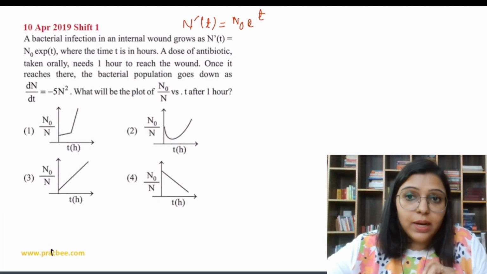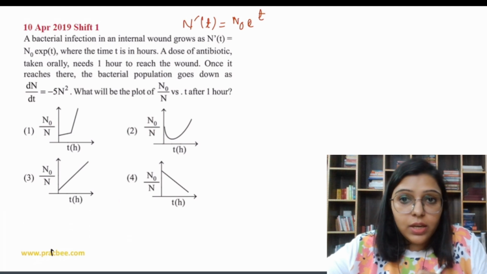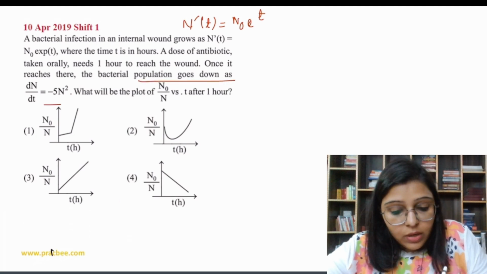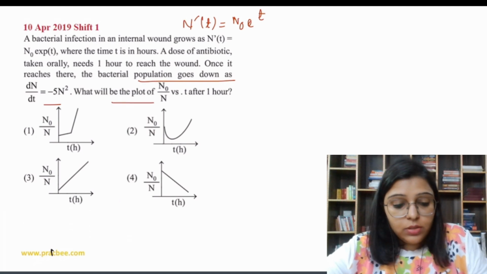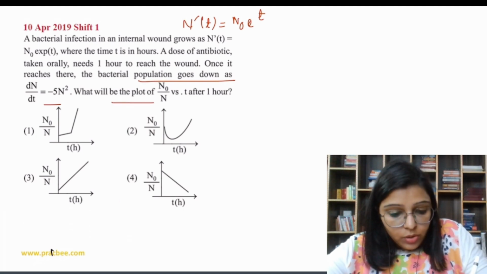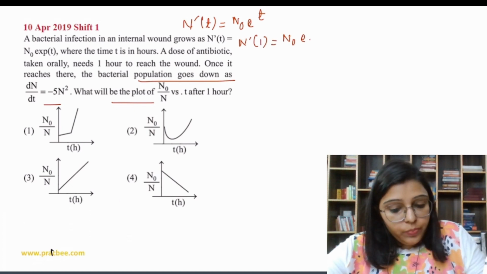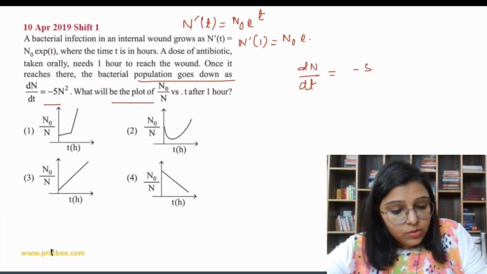A dose of antibiotic taken orally needs 1 hour to reach the wound. Once it reaches there, the bacterial population goes down as this. What will be the plot of this versus time after 1 hour? So if the time is 1 hour, we can say N naught e. It is going to be N naught e. So we have dN upon dt is equal to minus 5 n square.